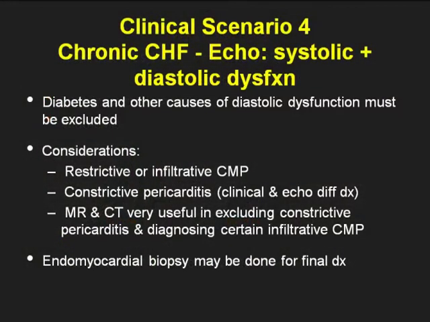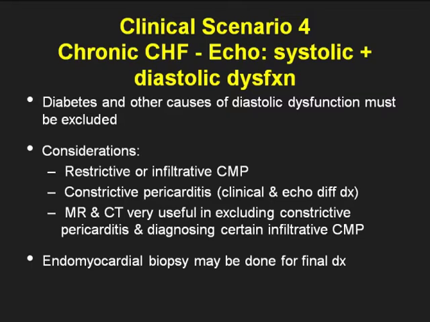The next scenario is somebody who has chronic congestive heart failure. On echo, they see both systolic and diastolic dysfunction. Anytime you have diastolic dysfunction, you have to exclude the known causes that usually occur, like diabetes, hypertension. With this kind of history, things I will be thinking about are a restrictive and infiltrative cardiomyopathy, when somebody has global hypokinesis, but the myocardium is not thinned out.